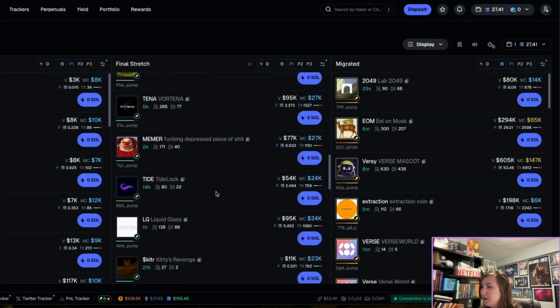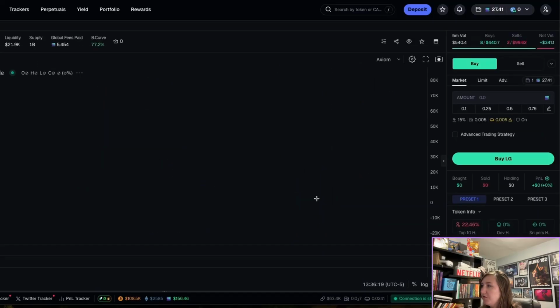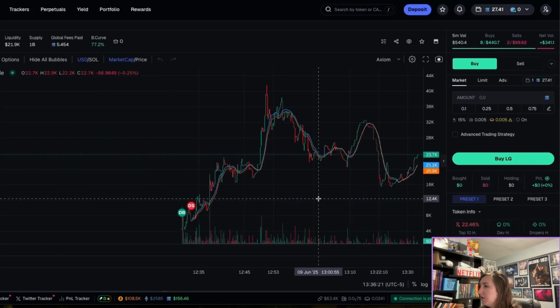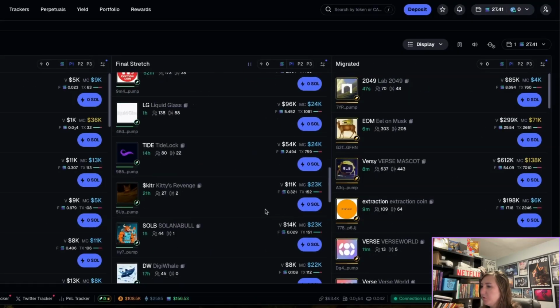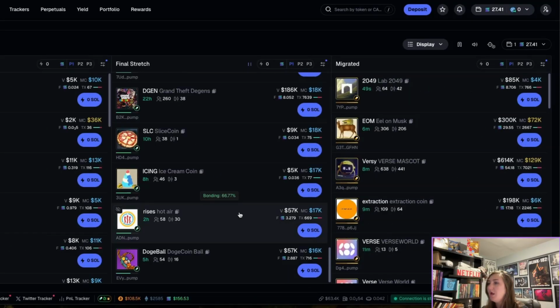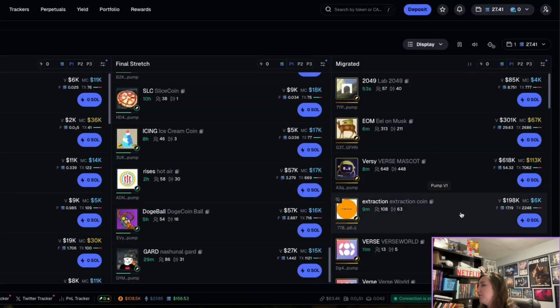Got some pro traders there, 5 hours. Let's see. Here's 88 pro traders in this one. Hopefully that's not a rug. So we're getting a little bit of downward movement. Final stretch does move a little bit slower before it's migrated, but that is how you could scan the final stretch area and look for entry and take profit points.